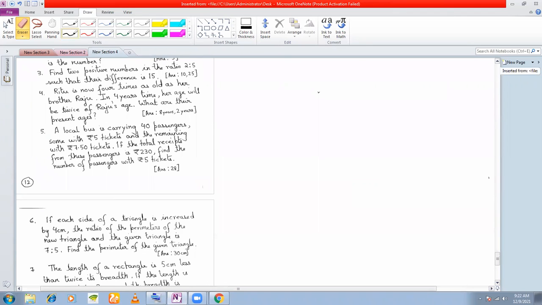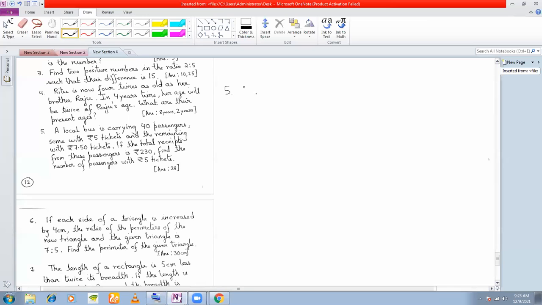Next, number 5. A local bus is carrying 40 passengers, some of which with 5 rupees tickets and the remaining with 7.5 rupees tickets. If the total receipts, that means total money that is obtained from the passengers, is 230, find the number of passengers with 5 rupee tickets.